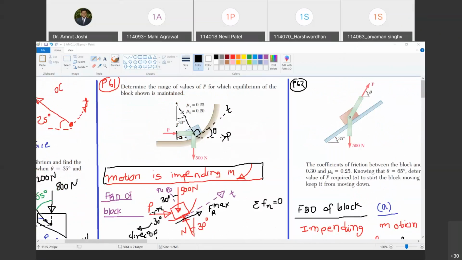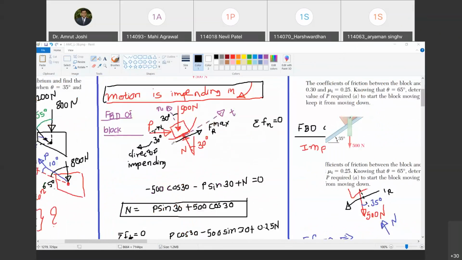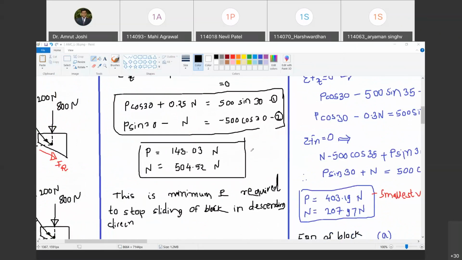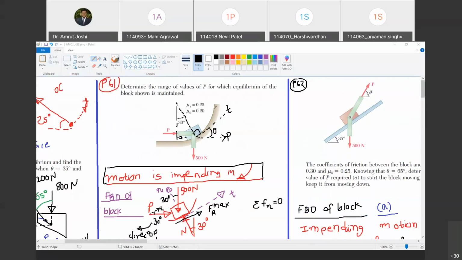Next question. The next range that we have to find out is the value of P at which the block starts sliding up. Are you with me? As I go on increasing the value of P beyond this 143.03, one stage will reach when the block will start sliding up. Do you agree with me?